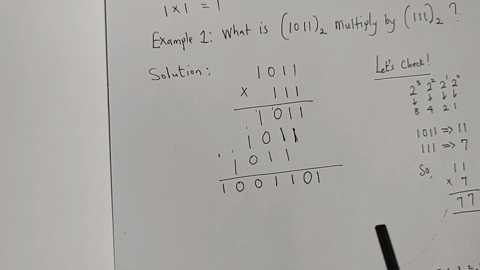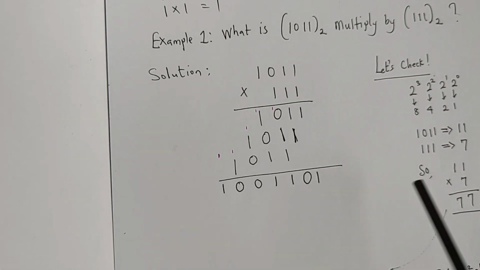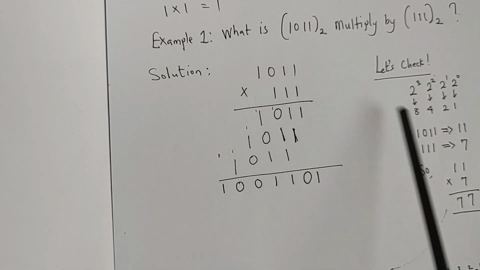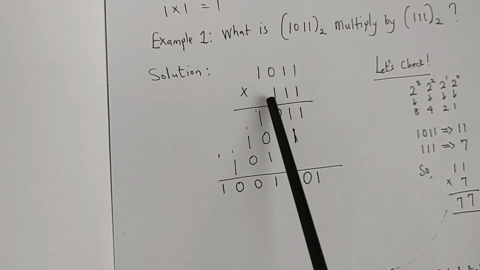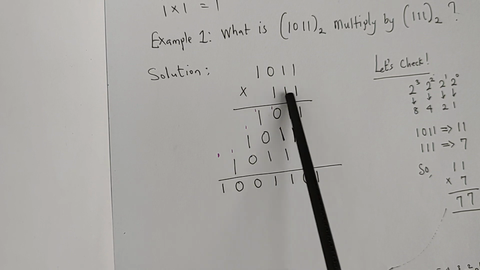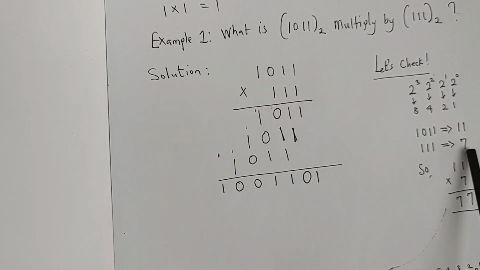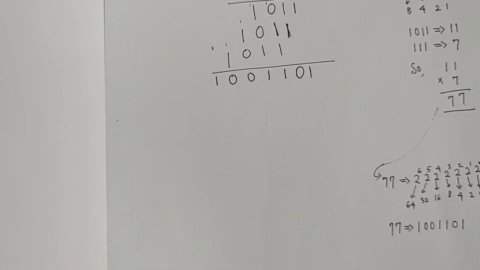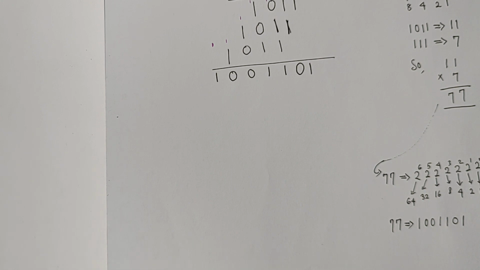Now how do we check if what we have done is correct? All we need to do is to know the equivalent of this binary in decimal, which is this. This is 11. The decimal equivalent of this binary is 7. So that we've done at this point. So the next thing we need to do is, let's multiply this. Let's say 11 multiplied by 7. We're going to get 7 multiplied by 1 is 7. 7 multiplied by 1 is 7. So we're going to get 77. So this is very straightforward, like what we do in everyday arithmetic.